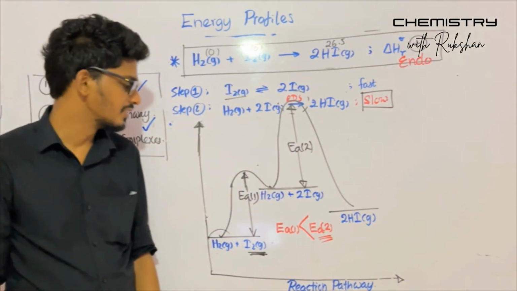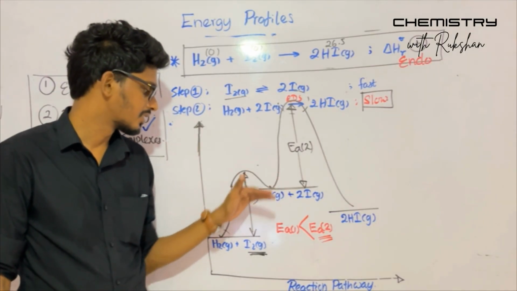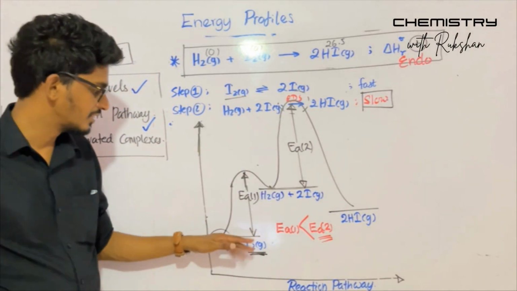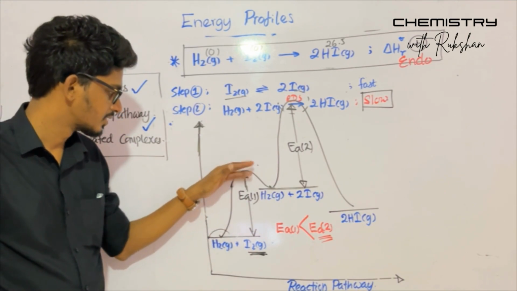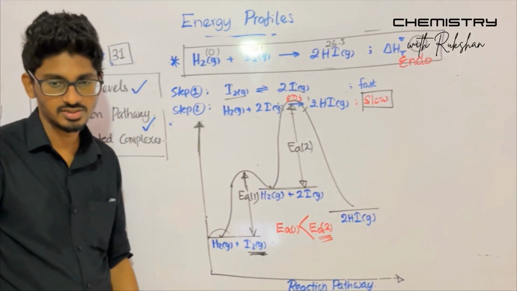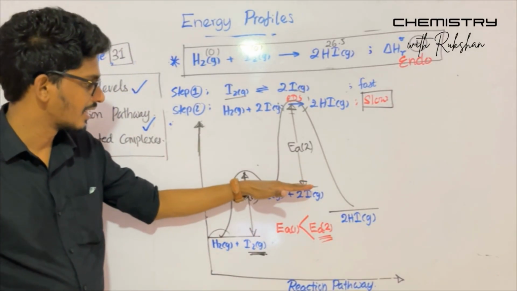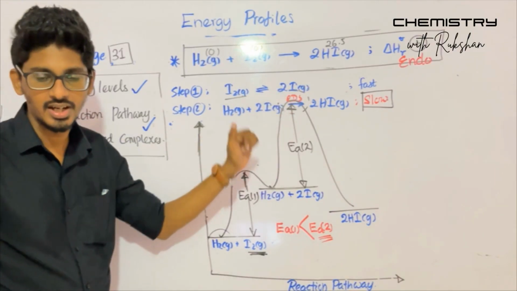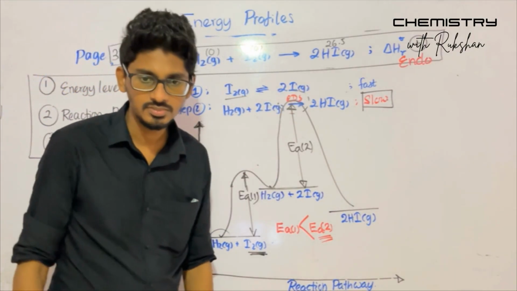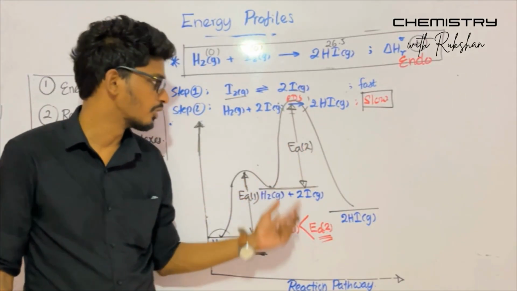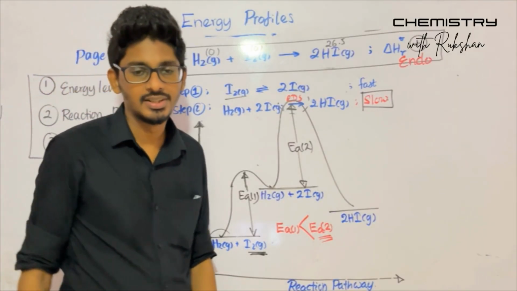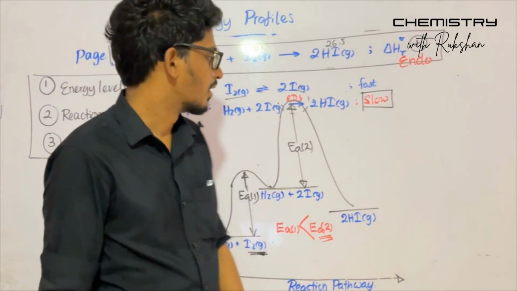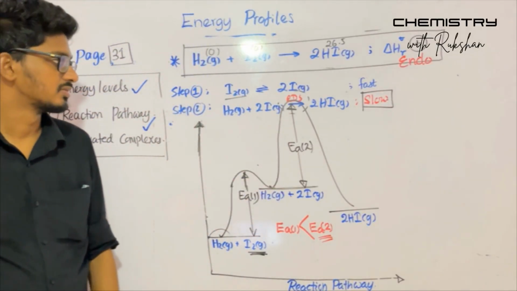The activation energy is the energy gap between the reactants and the height of the transition state. The first step's reactants are these two. This is the height, so the energy gap is the equation 1. For the second step, the reactants are at this stage. This is the height of the second step, so the difference is the equation 2. The EA2 should be greater than EA1 because EA2 represents the second step, the rate determining or slower step. Okay, that is the reaction path done.